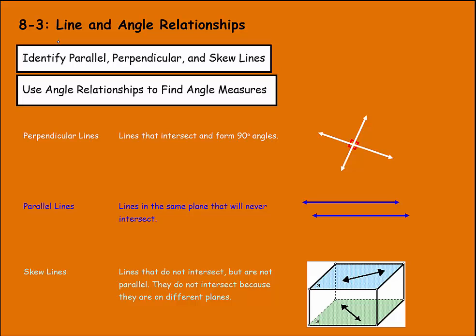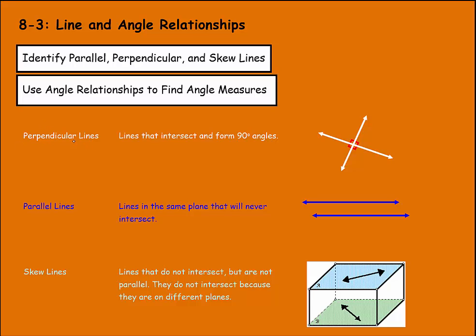We're on lesson 3 of chapter 8, which is line and angle relationships. First, we're going to identify parallel, perpendicular, and skew lines. Then we're going to use angle relationships to find angle measures. So here are 3 vocab words to start out this lesson.